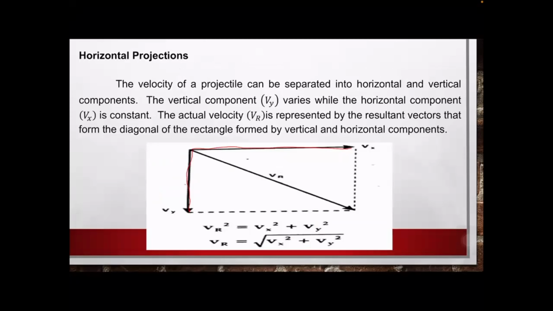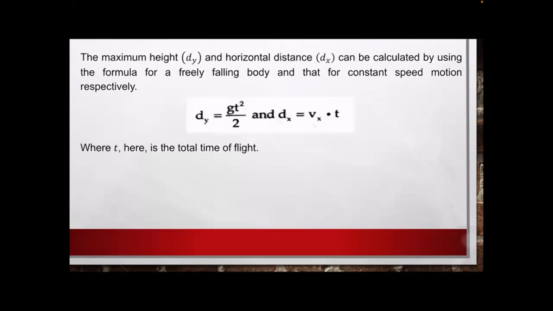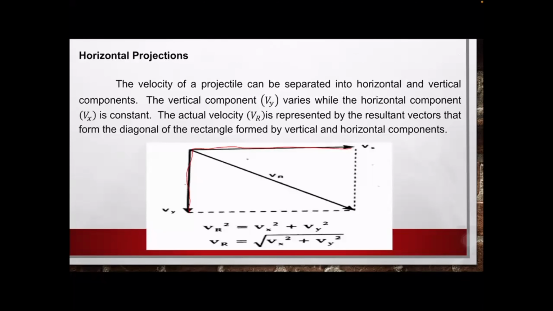So, in this case, gagamit lang tayo ng Pythagorean formula. So, we will have the v sub r. This v sub r squared is equal to v sub x squared, the horizontal component, plus v sub y squared, the vertical component. Taking the square root, it will be the square root of v sub x squared plus v sub y squared. That will be your v sub r. That is horizontal projection. Now, later natin siya gamitin.